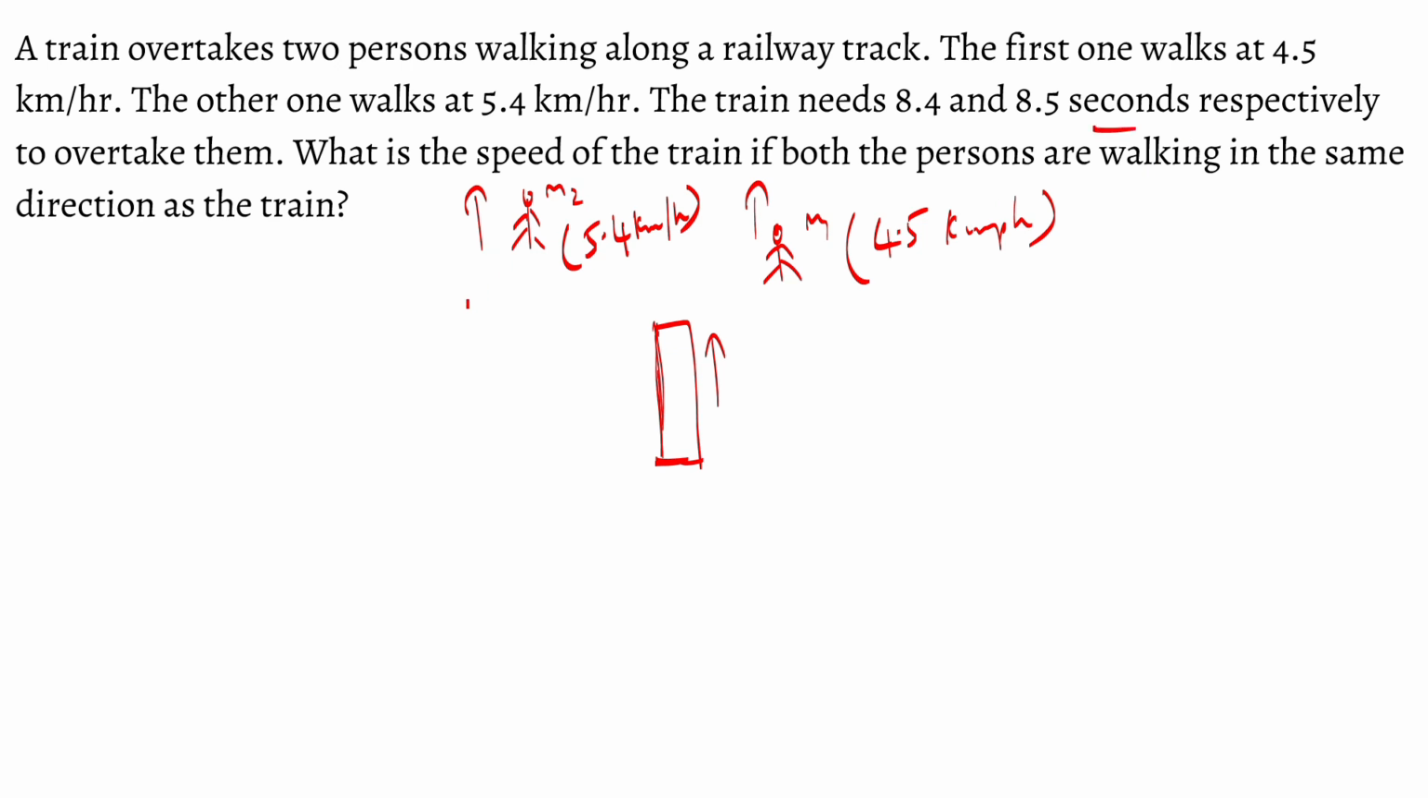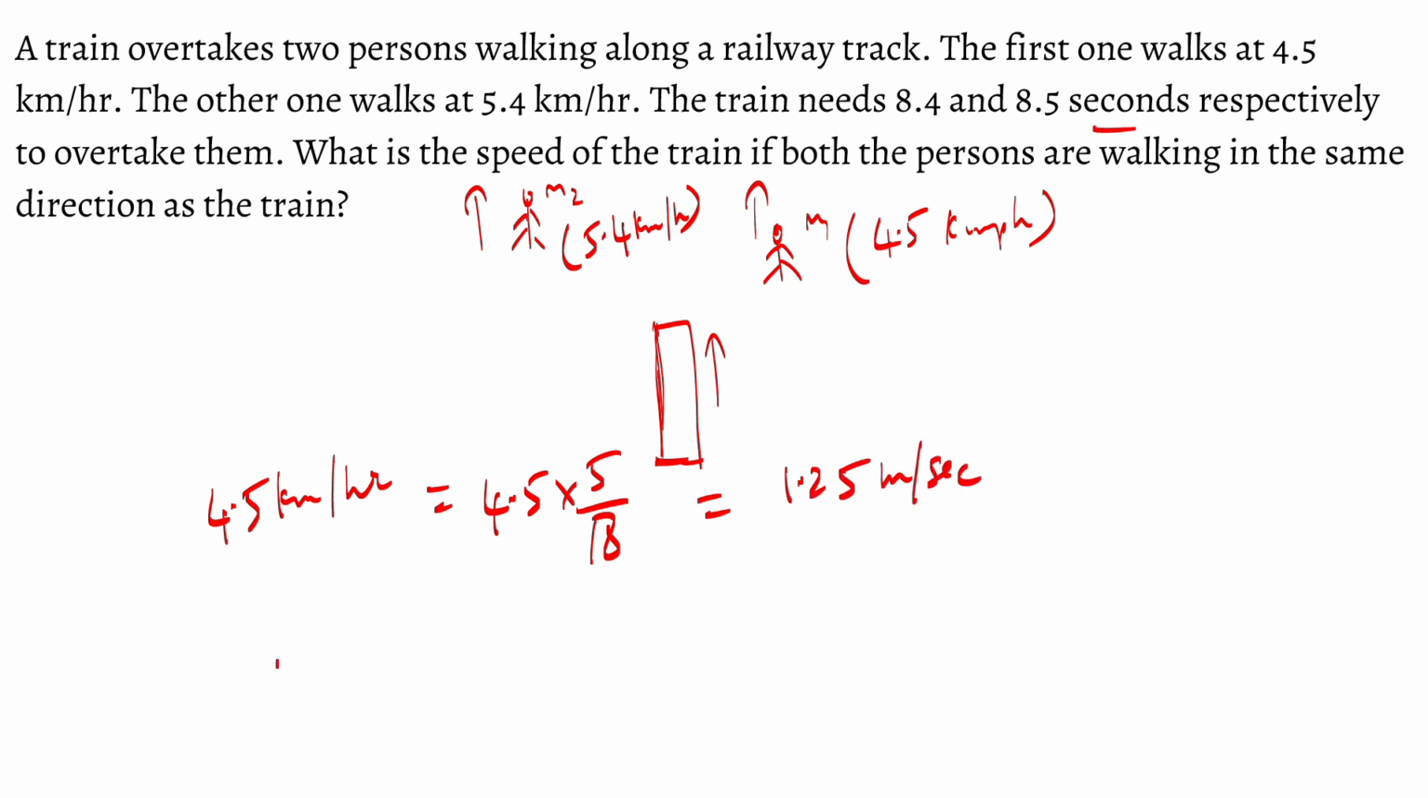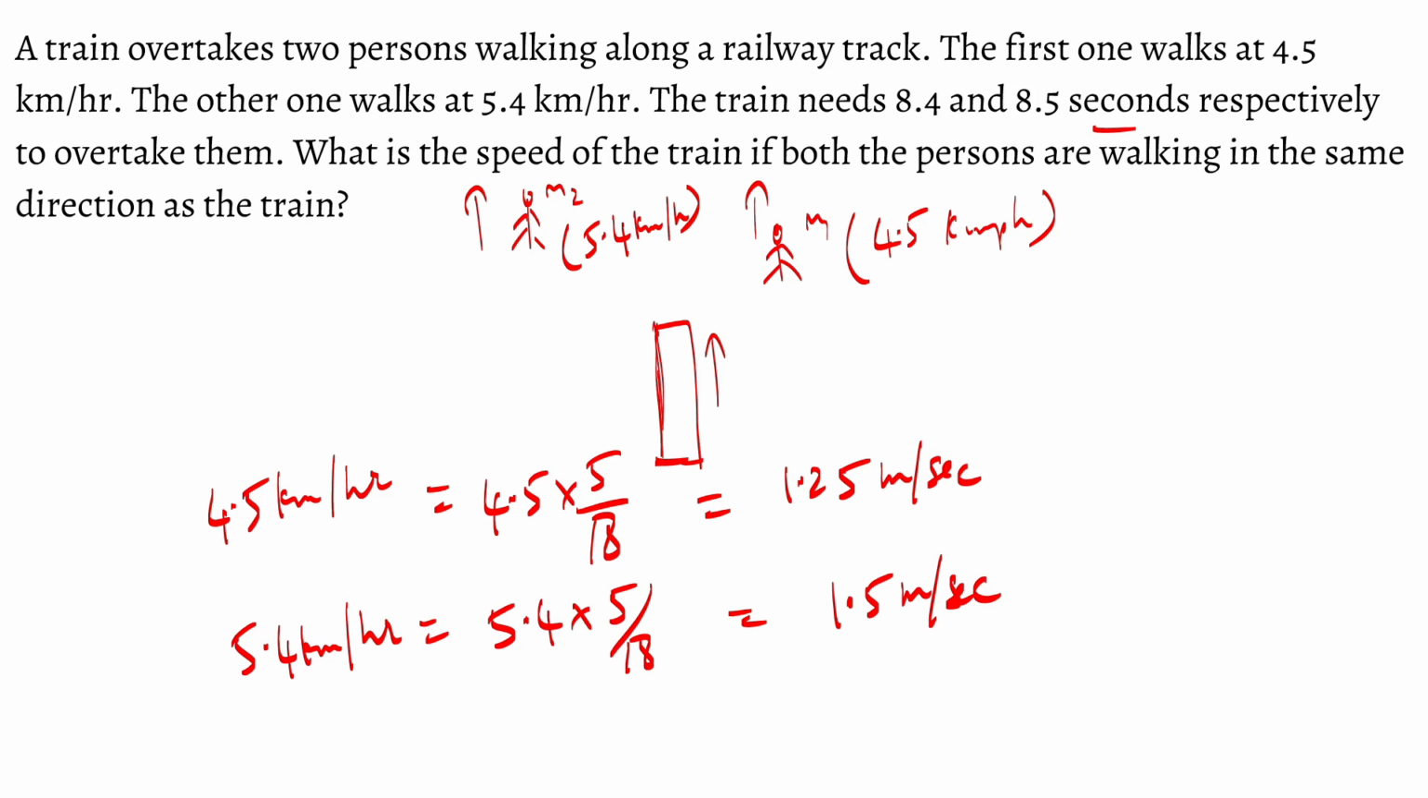Now as the time is in seconds, we shall convert 4.5 kilometers per hour into meters per second. This will be equal to 4.5 into 5 by 18, so this will be equal to 1.25 meters per second. And we shall also convert 5.4 kilometers per hour into meters per second. This will be equal to 5.4 into 5 by 18, so this will be equal to 1.5 meters per second. We do not know the speed of the train, so let the speed of the train be x meters per second.